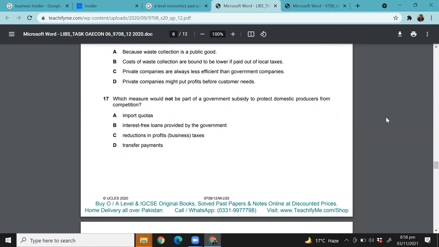Now this doesn't make sense. Which measure would not be part of the government subsidy to protect domestic producers from competition? Transfer payments. How are transfer payments the answer?